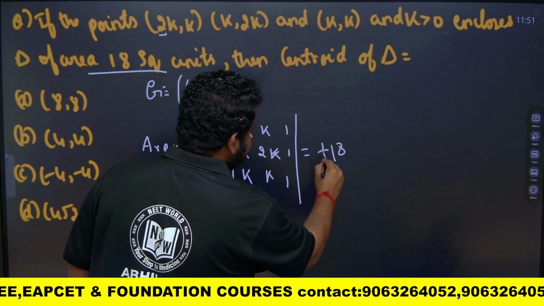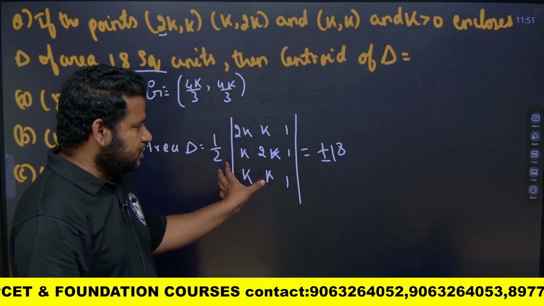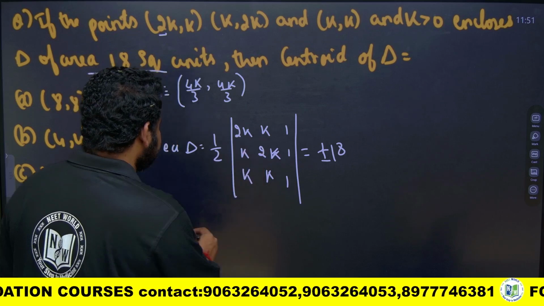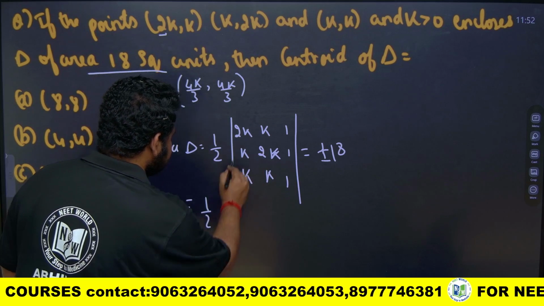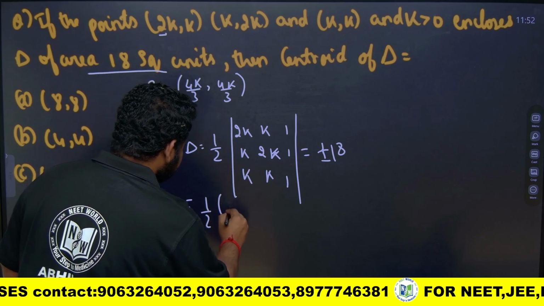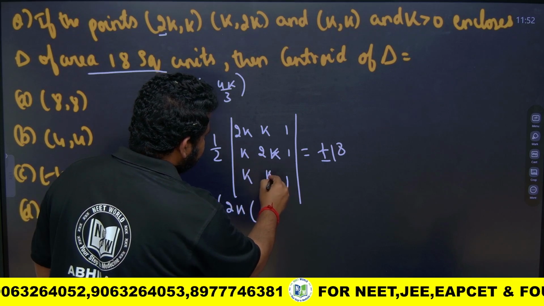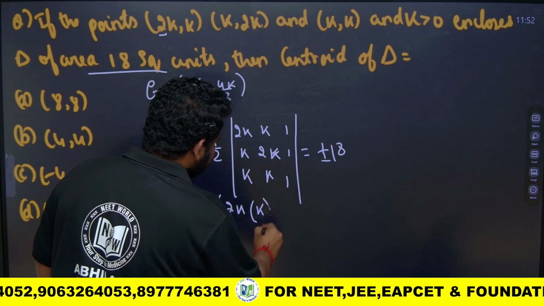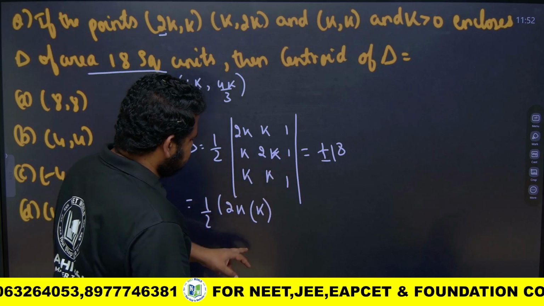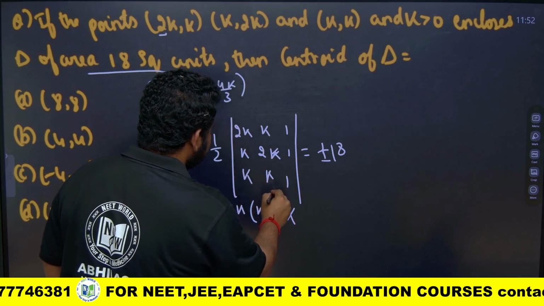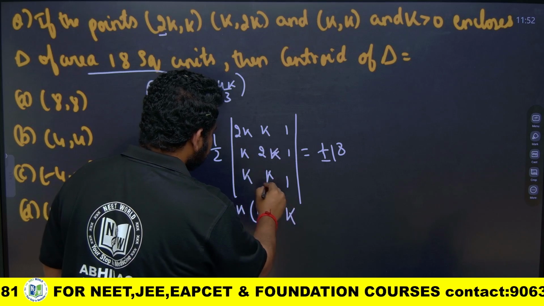Plus or minus I have to write, because the modulus sign is there. Definitely I have to write it as plus or minus. Now let us find the area of this triangle. Half into what is this? 2k into this is what? 2k into (2k minus k). This will be k, 2k minus k. Then minus k into this is what? k into 1 is k, minus k.